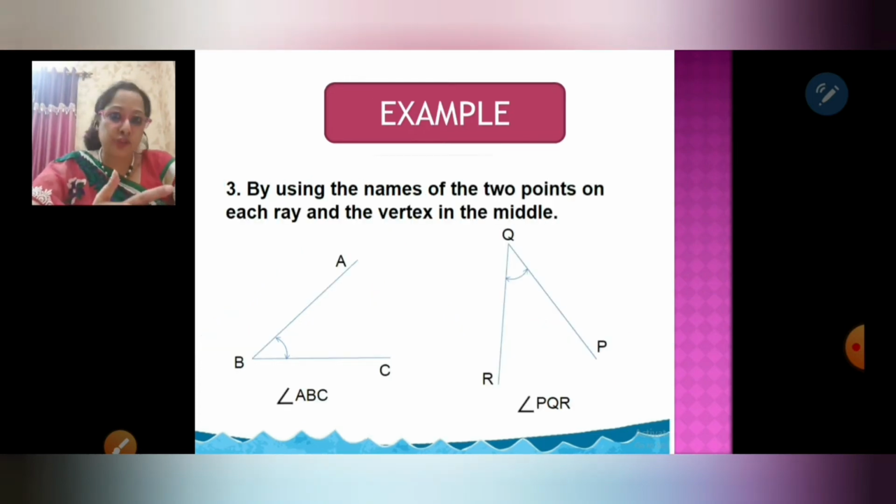And we can also name the angle by using the names of the 2 points on each ray and the vertex in the middle. If you want to name the angles given on your screen, it can be named as angle ABC, and children, it can also be named as angle CBA. Just keep in mind that when you are using the vertex and two arms, the vertex always comes in between. The other one can be named as angle RQP or angle PQR.